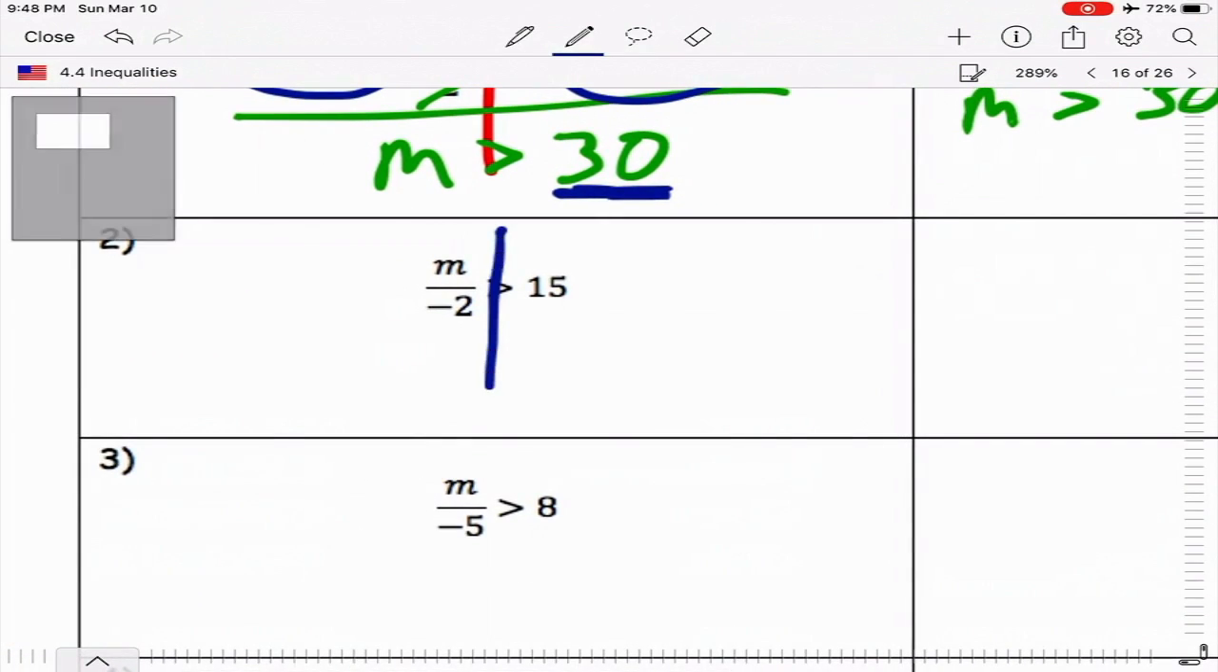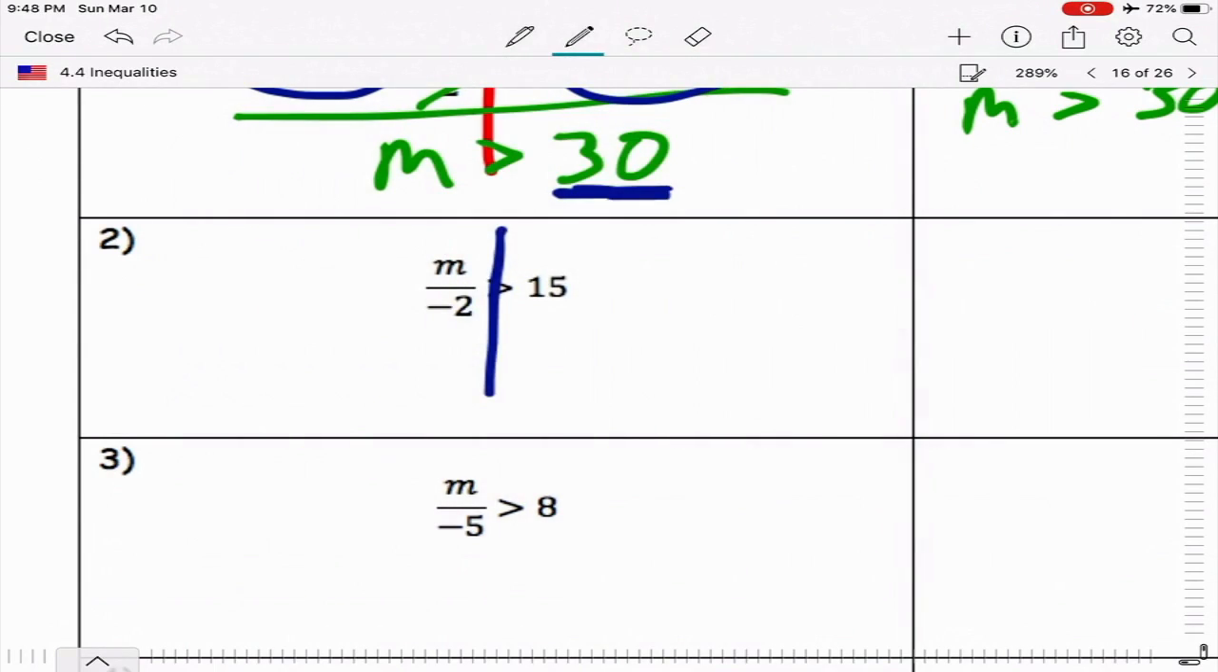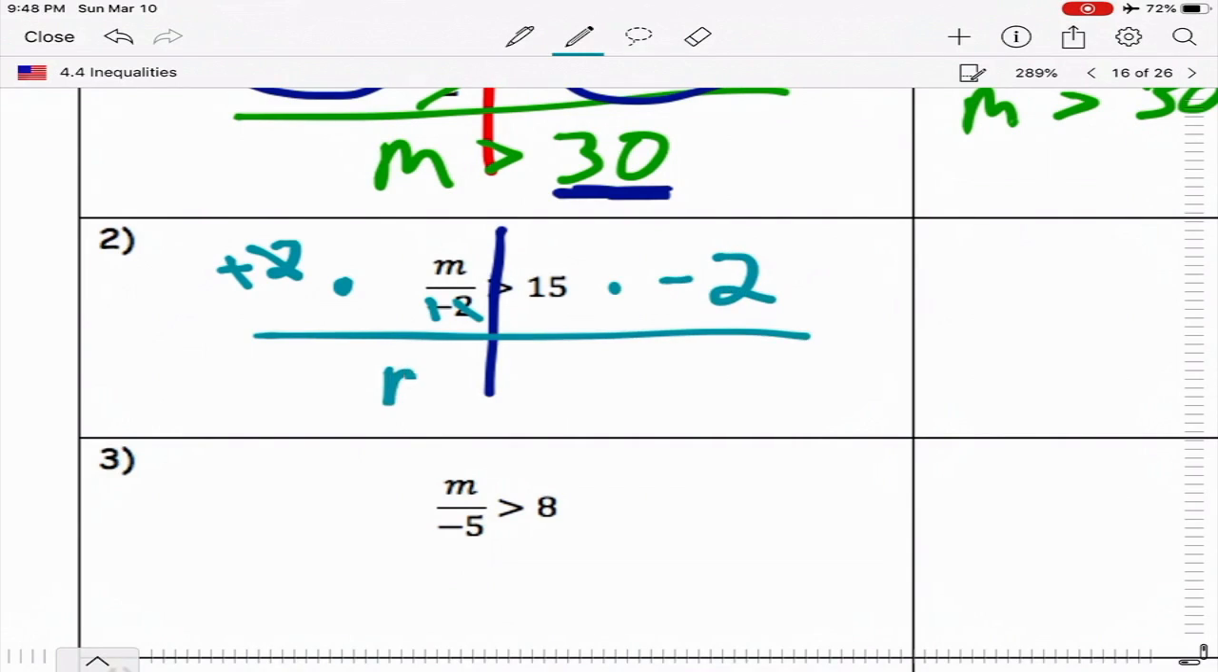Number 2, you draw a line through the inequality. This time you're not multiplying by +2. You're multiplying by -2, so that the negatives cancel out and the 2's cancel out. What you do to one side, you do to the other side. And m, I'll leave it blank for now, and 15 times -2 is -30.